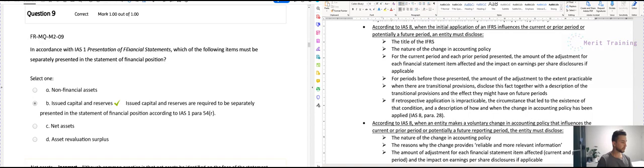Let's just do one last question and then we'll call it for module number 2 and move on to the next module. So question number 9, the last question, is in accordance with IAS presentation of financial statements, which of the following items must be separately presented in the statement of financial position? Okay, for this one, what I might do is bring up the alternative notes because it's actually got this kind of useful statement of financial position breakdown, which shows individual line items, which is IAS 1 paragraph 54, and tells you the exact line items that need to be included on a statement of financial position.